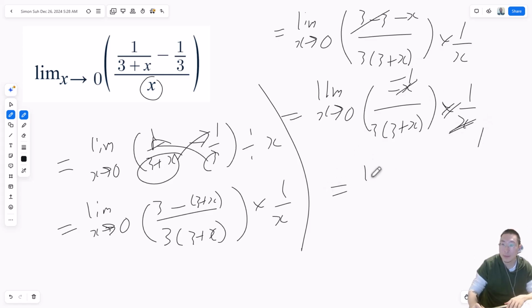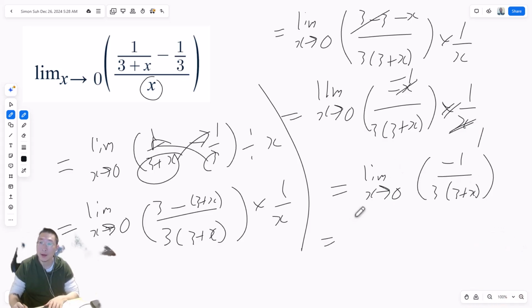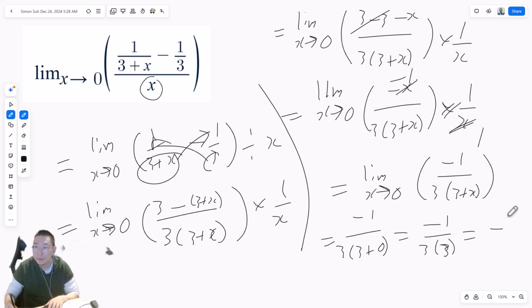And then we have the limit as x approaches 0 of minus 1 over 3 times 3 plus x. And now we can plug 0 in for x because we have a denominator that doesn't equal 0. When we plug 0 in, we have minus 1 over 3 times 3 plus 0. This is equal to minus 1 divided by 3 times 3, which becomes negative 1 over 9. And that is our final answer.